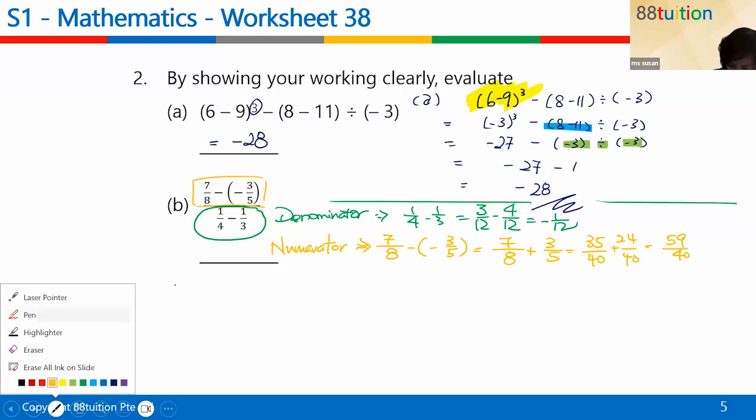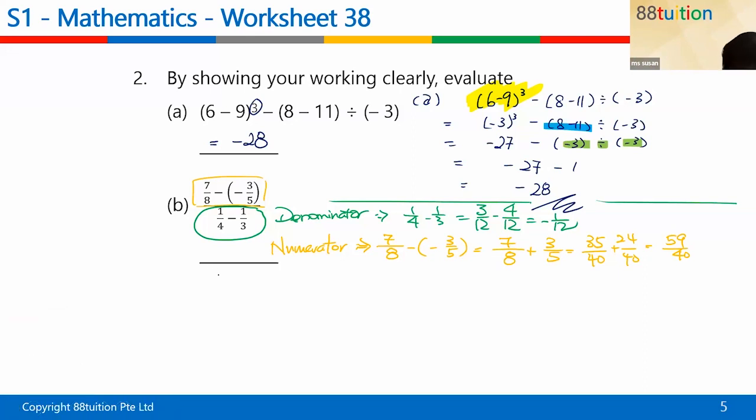Let's do this. So, this is 7/8, which is minus 59. I have 59 out of 40, which is a positive, and I'm dividing by negative 1 over 12. Keep, change, and flip. Okay, so I can divide this into, divide by 4, 3.